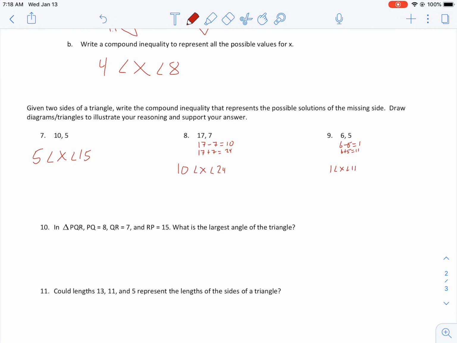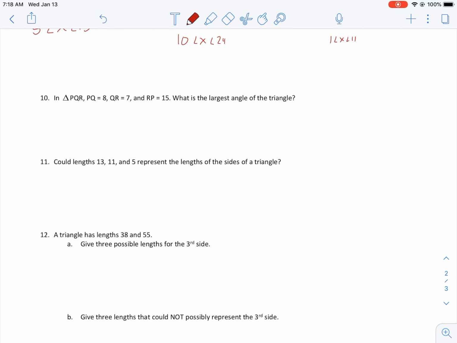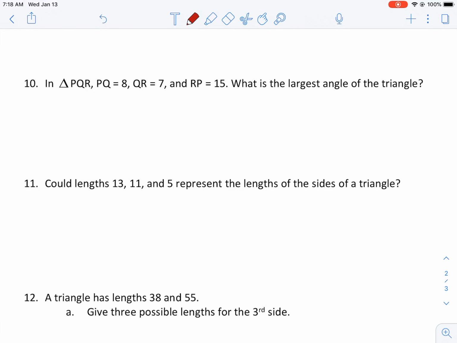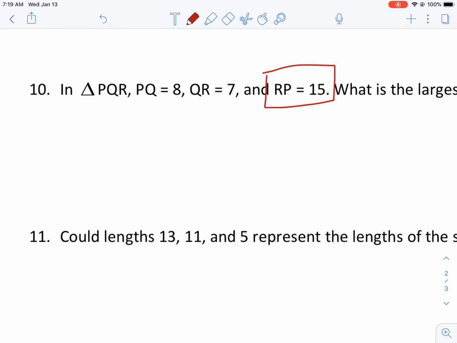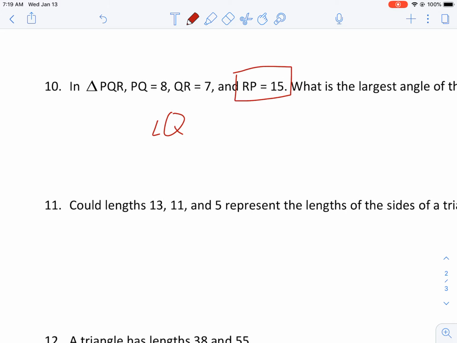Draw diagrams, or I don't know. Are these diagrams? Whatever. Okay, let's finish this up. So in PQR, PQ is 8, QR is 7, RP is 15. What is the largest angle of the triangle? Well, what's the largest side? The largest side is RP, so the largest angle has got to be angle Q because that's the only angle that's not on the side.